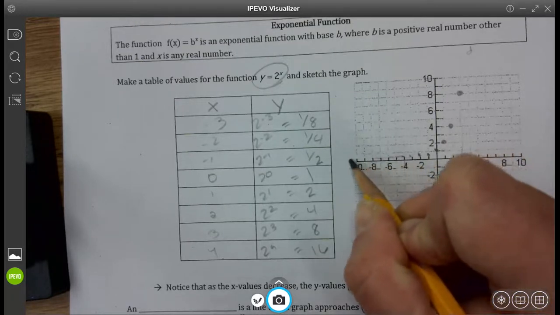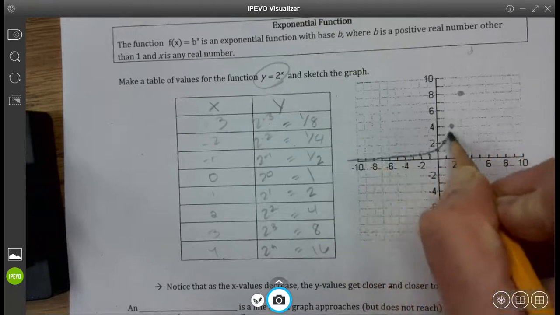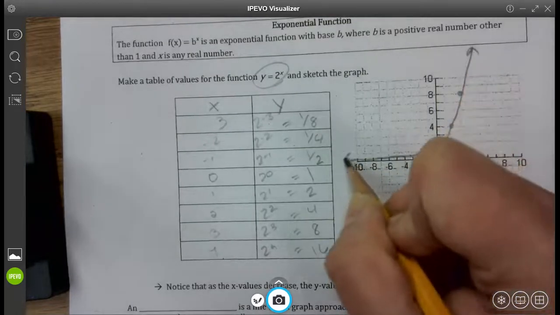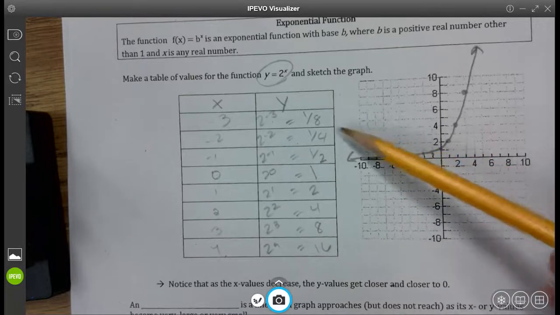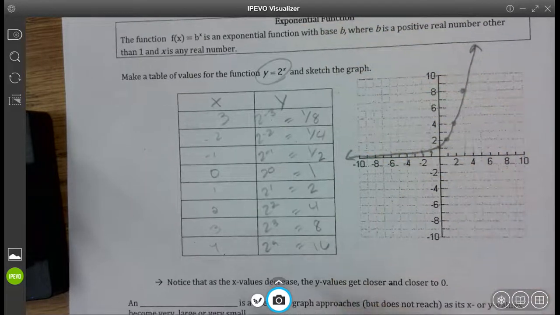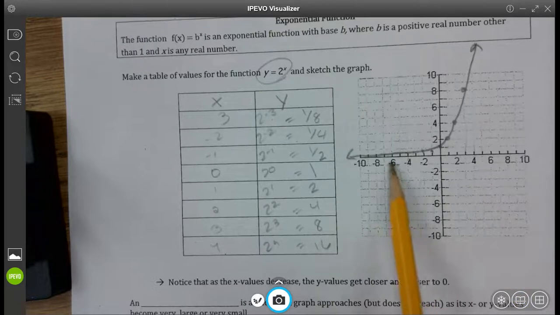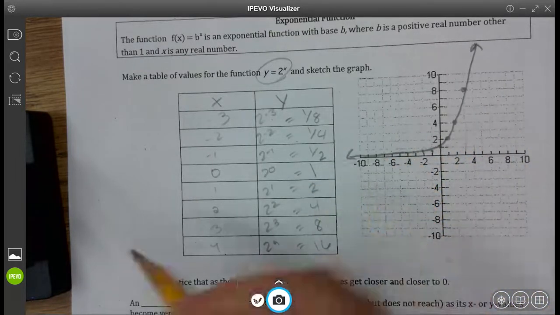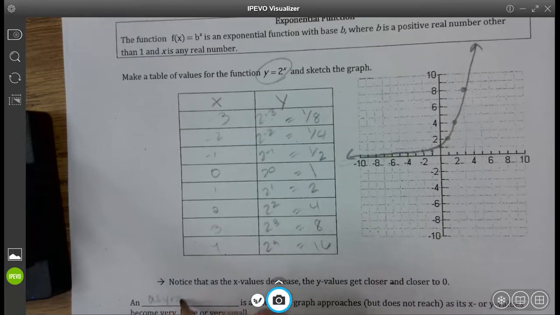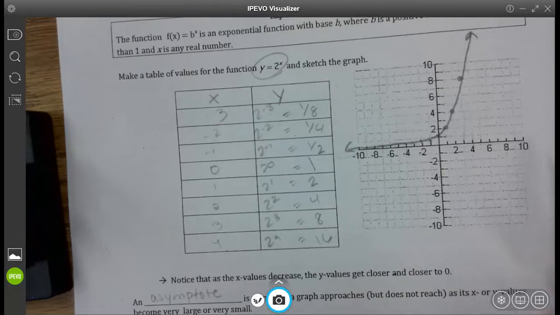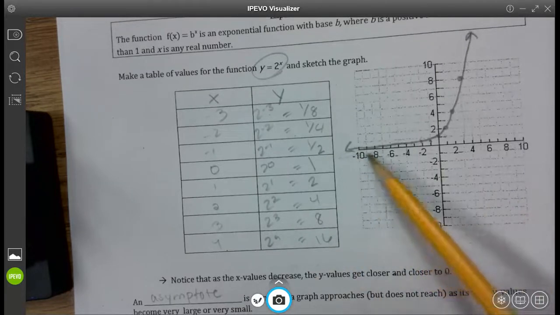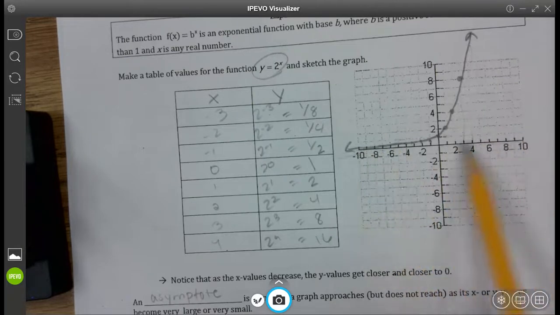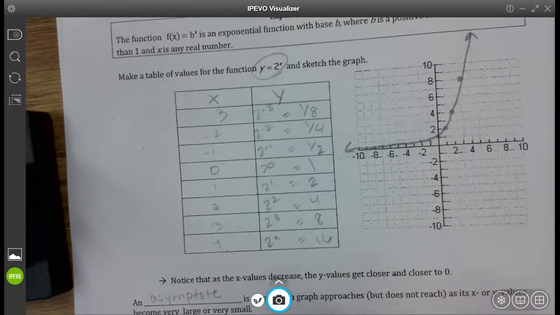We're not going to get quite to 0. Will we ever get to 0? No, we're just going to get really small, 1 over a million. It says notice that as the x values decrease, the y values get closer and closer to 0. An asymptote is a line that a graph approaches but does not reach. For y equals 2 to the x, the asymptote, well, it's left to right, so it's a y equals, and you don't go past 0, so y equals 0.